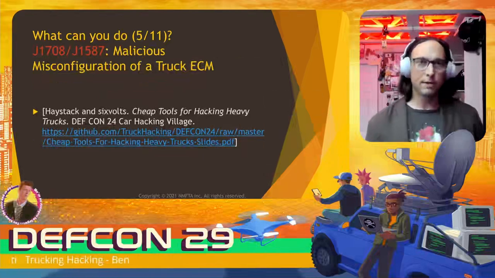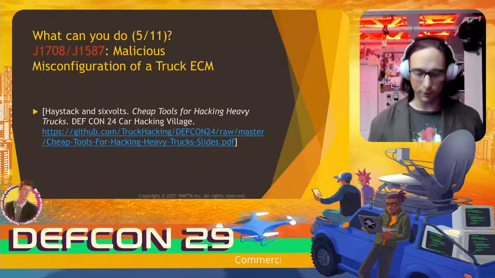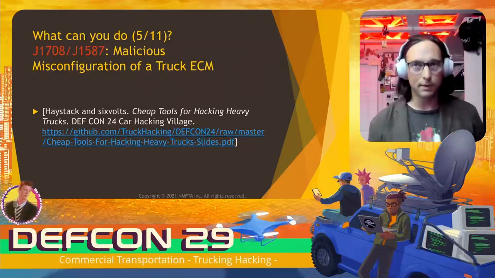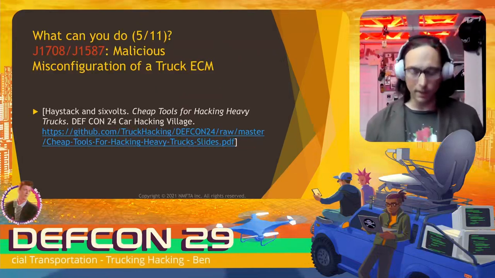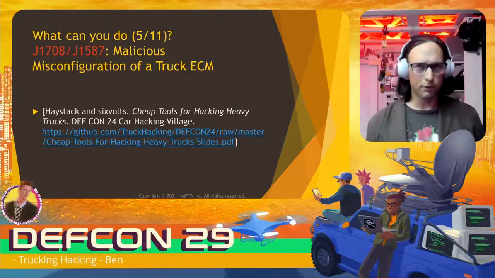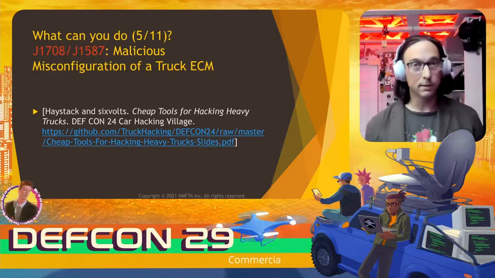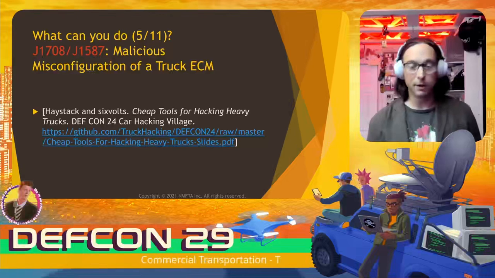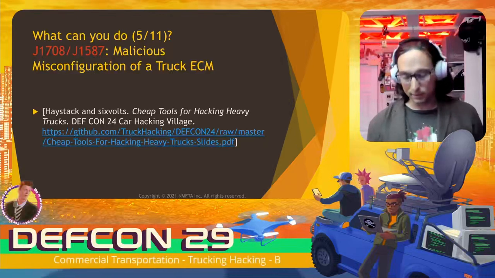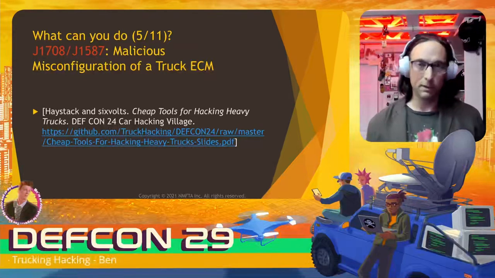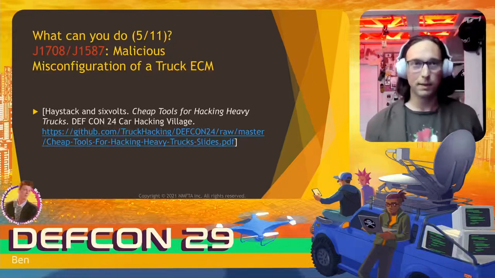What about J1587 and J2497? And this is also in the category of abusing diagnostics. Haystack and Six Volts delivered a talk here at the Car Hacking Village in DEF CON 24. And in it, they included an example of how you could actually disable a truck ECM by misconfiguring it. And they did this by doing some protocol and software reverse engineering of J1708 traffic, and to demonstrate that there were no access controls on what needed to be sent from the diagnostics software to create bad engine configuration. So in addition to physical access being required, they also highlighted that compromise of the diagnostic software would in fact be sufficient. Remember, the diagnostic software is highly privileged, is usually just Windows software running on a Windows PC in a maintenance bay.